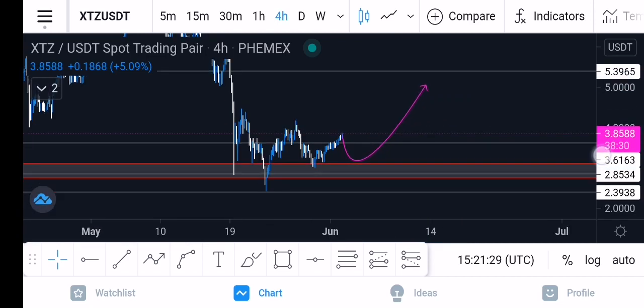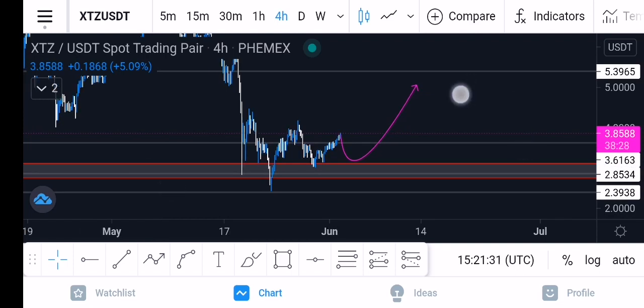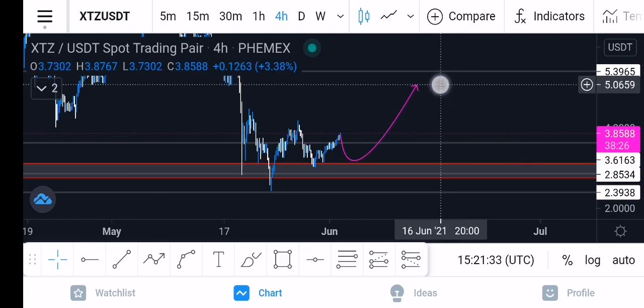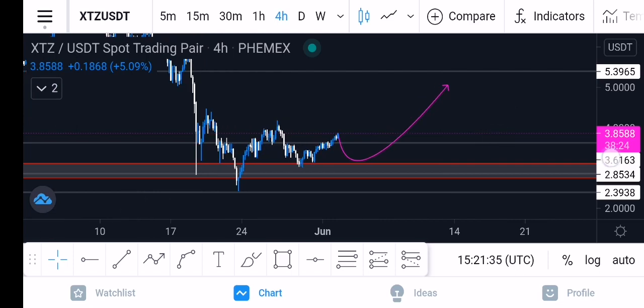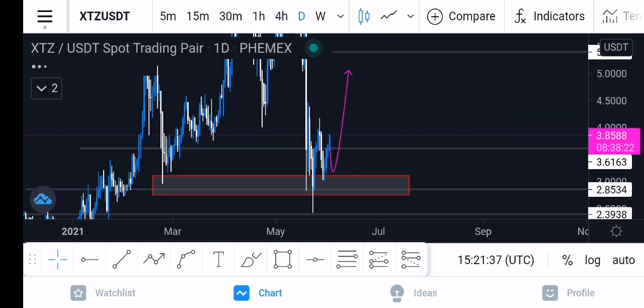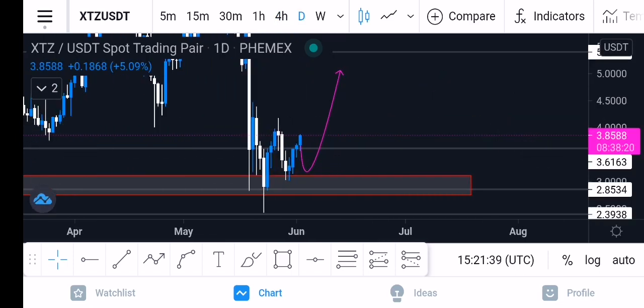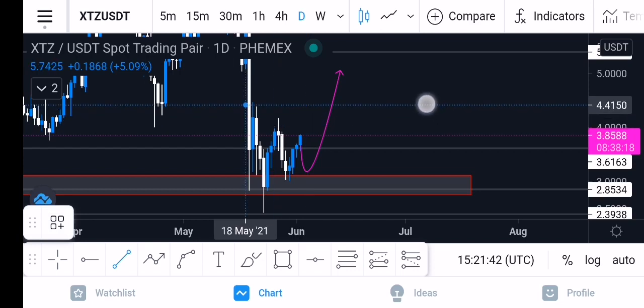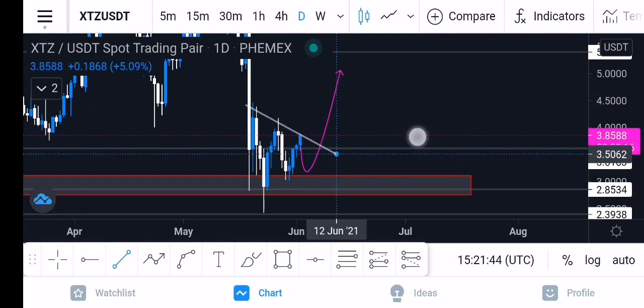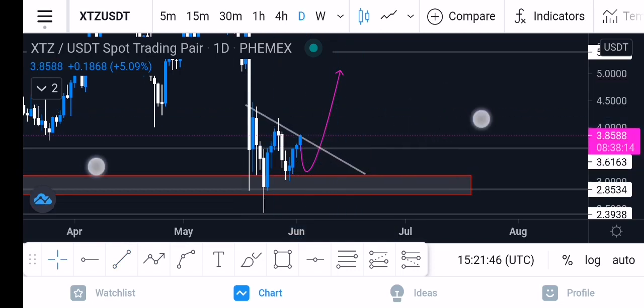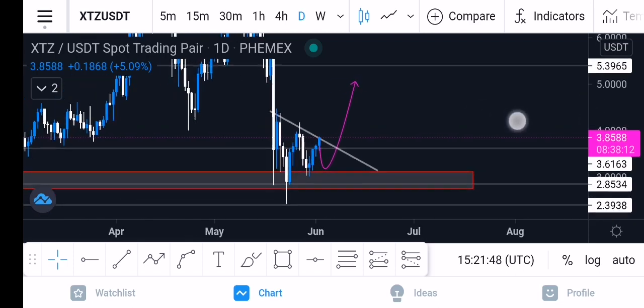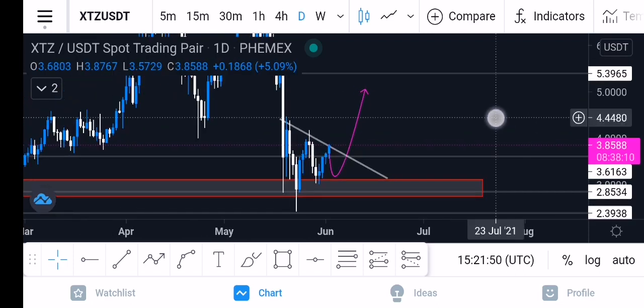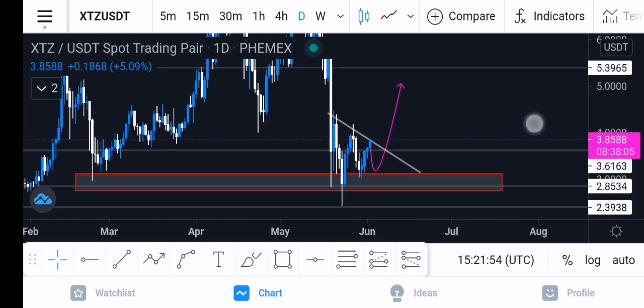I think that something like this will be happening before we start pushing to the upside and reach that $5 level. Also, on the higher time frames, I think that we can draw a line right there. I think that tomorrow we'll be having a bearish day because we need to break the streak, because Tezos is going insane.